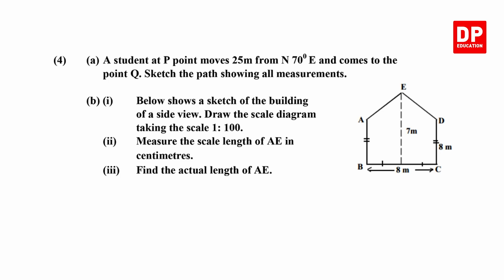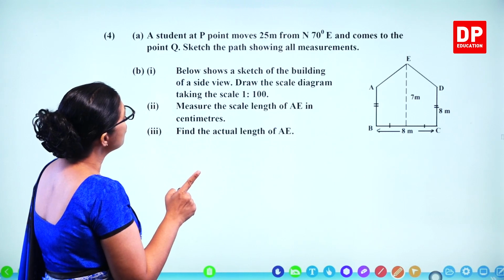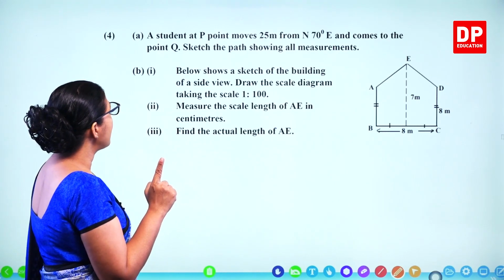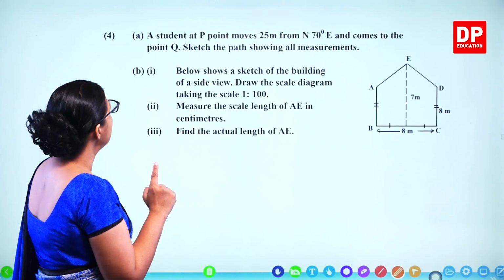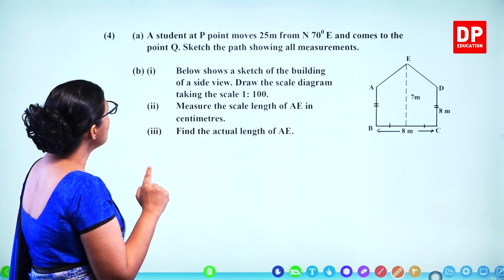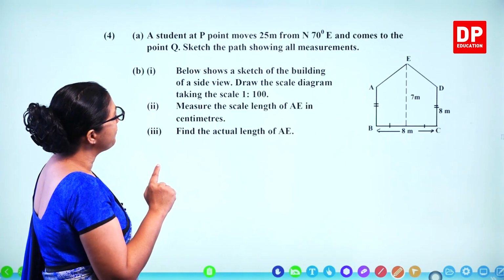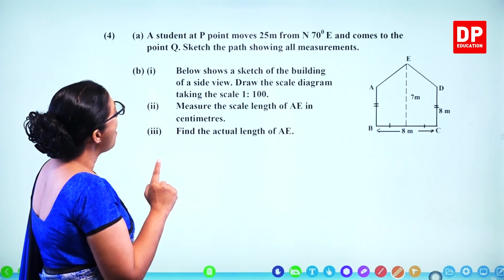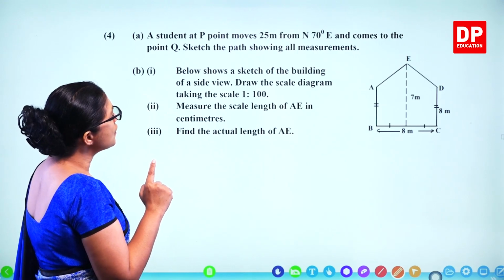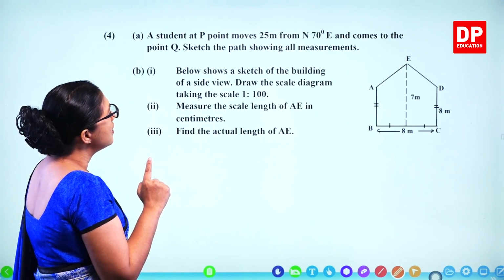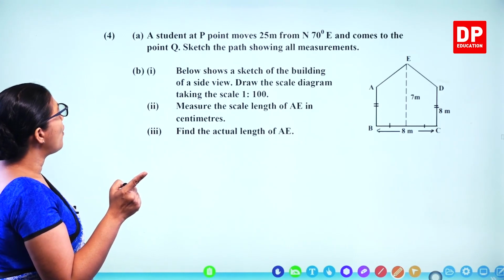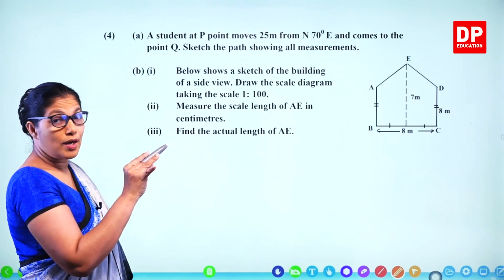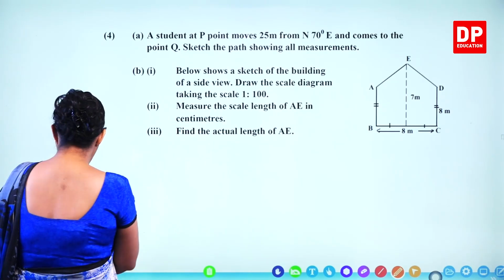Question number 4. So there's a sketch there. You have to draw the scale diagram and find the actual length of AE. So let's do that. A student at point P moves 25 meters from north 70 degrees east and comes to the point Q. So that's not related to this one. So that's a separate diagram. So let's do that.